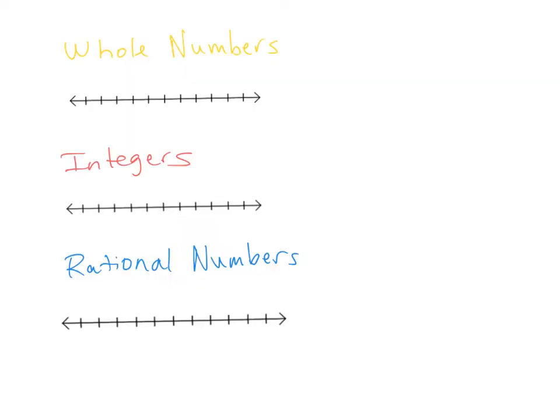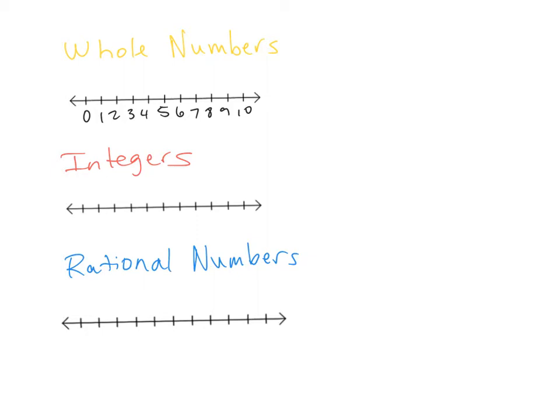Okay, so whole numbers are what you're used to. Whole numbers start at 0 and they go 1, 2, 3, 4, 5, 6, 7, 8, 9, and 10. So whole numbers are your counting numbers and they just go on forever, okay?